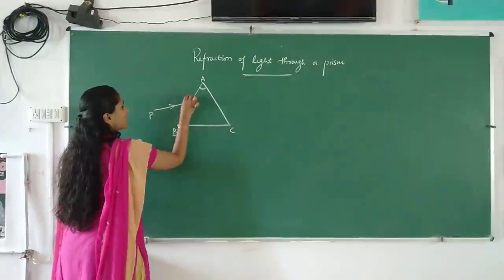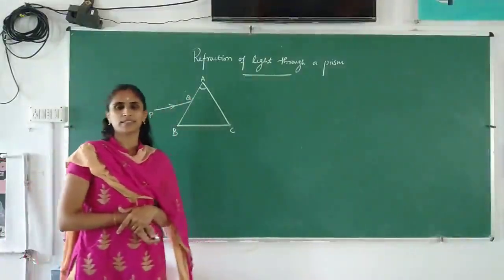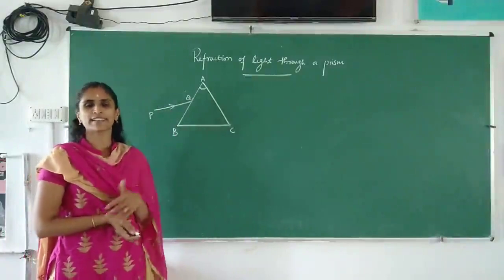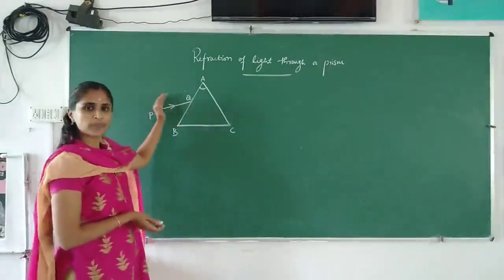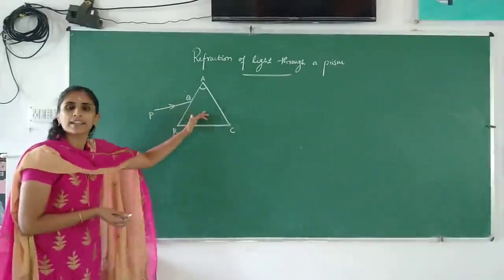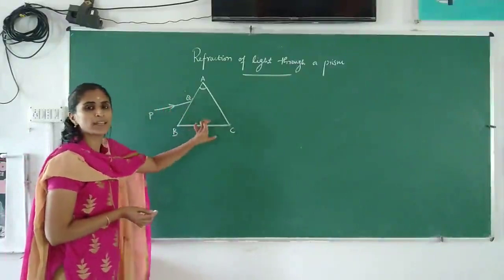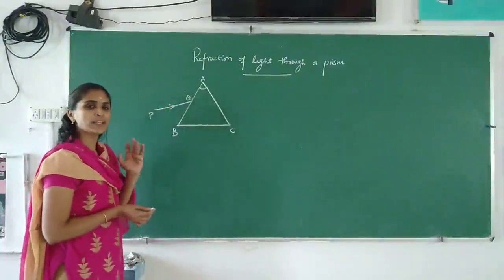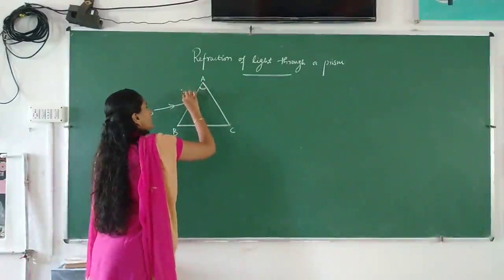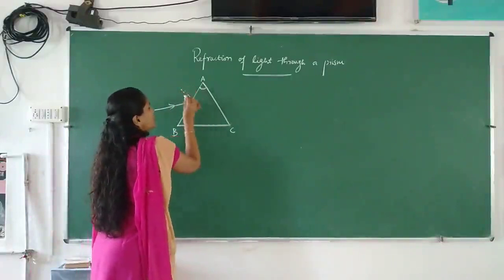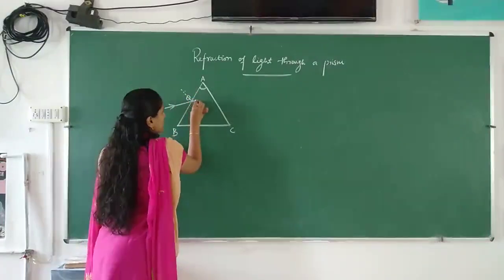Here we are considering a ray of light PQ incident on one face of the prism, on one refracting surface of the prism. This is the rarer medium and this is the denser medium. When light travels from rarer to denser medium, what happens? It will bend towards the normal. If you draw the normal at this point, you can see that it will bend towards the normal.